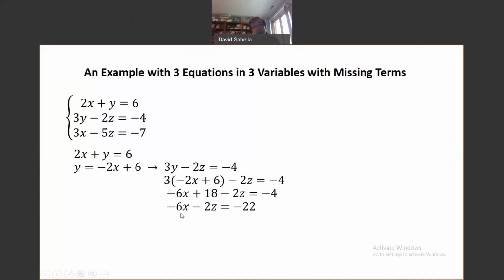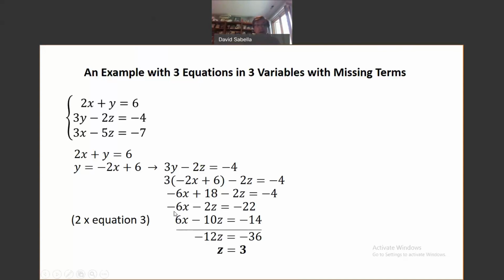So notice my variable x has a coefficient of negative 6. In the third equation, my variable x has a coefficient of 3. So I'm going to multiply the third equation by 2 to get 2 times 3x is 6x, 2 times negative 5z is negative 10z, and 2 times negative 7 is negative 14. Now when I add these together, the x goes away. I've eliminated it, giving me negative 12z equals negative 36. Divide both sides by negative 12, and I get z equals 3.